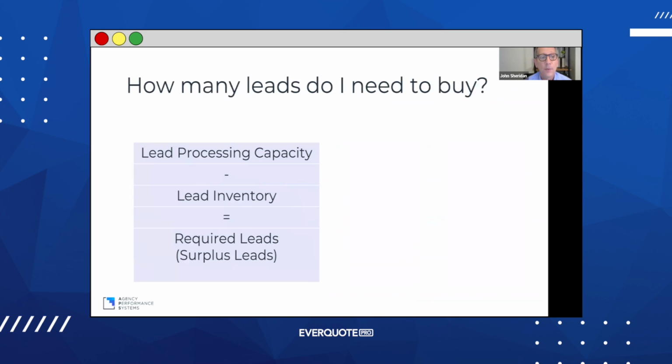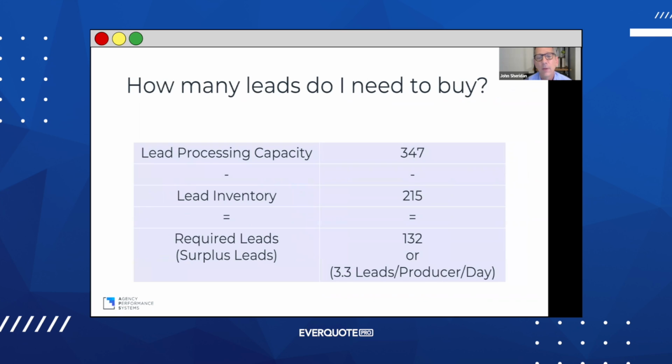Now we're getting to the calculation of how many we need to buy. Again, back to where we started with the lead processing capacity, inventory, and required leads. We put in our numbers. We see that we had the 347 from the capacity. We've got the inventory count of 215, and then we difference the 132 and multiply that out, divide it out. And now we know we've got 3.3 leads per producer per day.